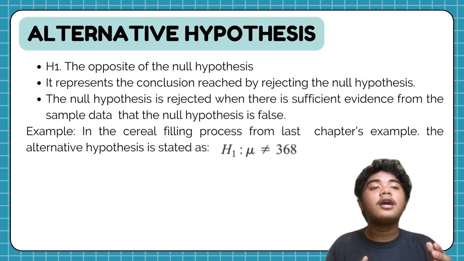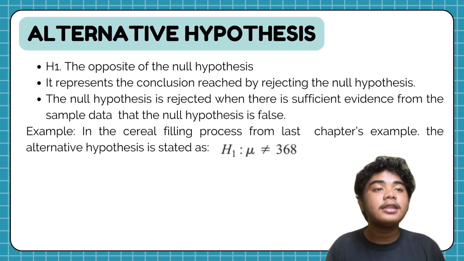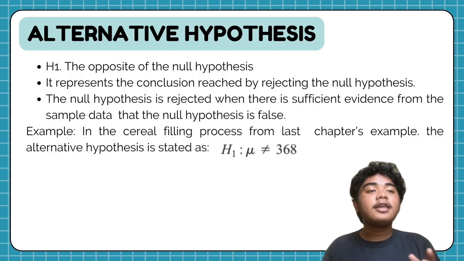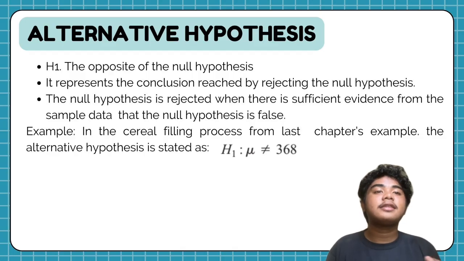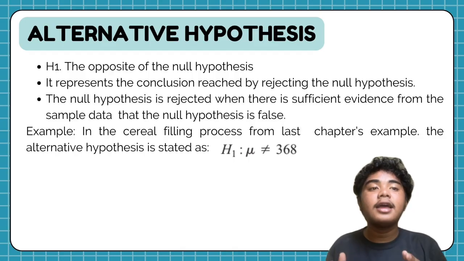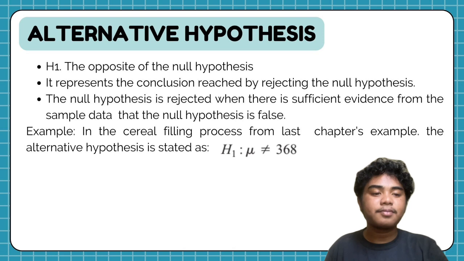For example, doon sa cereal filling process na sinabi ko kanina, ang alternative hypothesis is stated as H_1: mean is not equal to 368. At makikita natin na ang null hypothesis ay kabaliktaran talaga ng alternative hypothesis kasi sinasabi kanina na equal lang yung mean 368, tas dito naman sa alternative hypothesis is kabaliktaran which is not equal to 368.